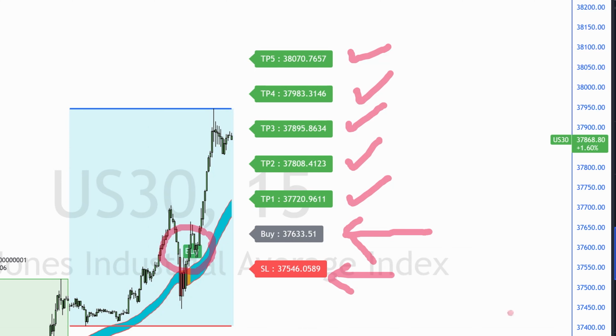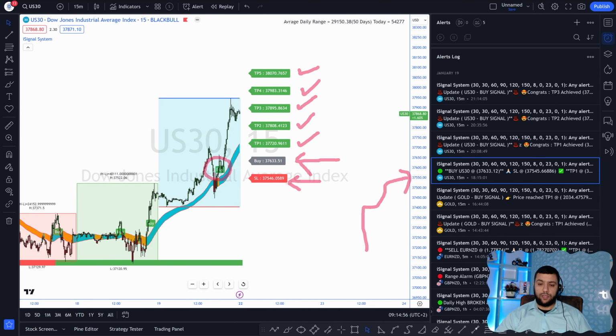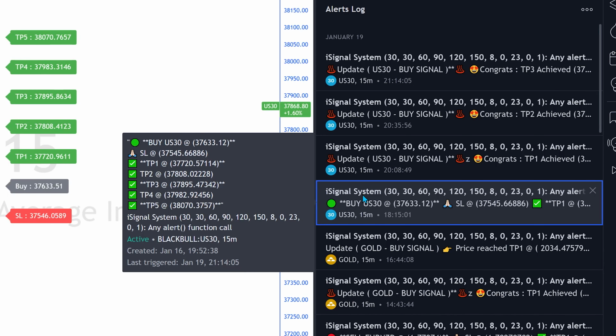The system will send you an alert like this one here. Let's click on it. So it will say buy US30 at price 37,633, stop loss, take profit 1, take profit 2, take profit 3, take profit 4, and take profit 5.